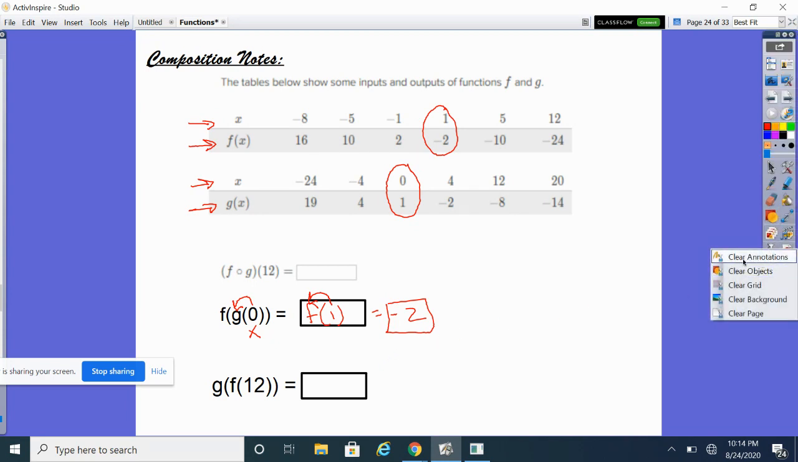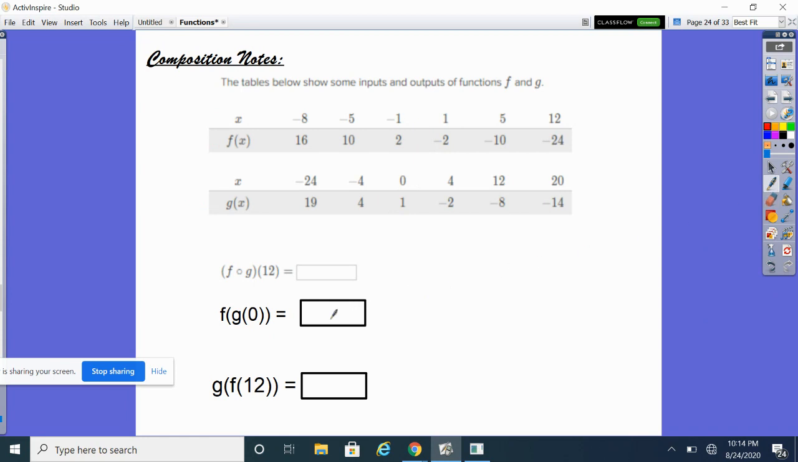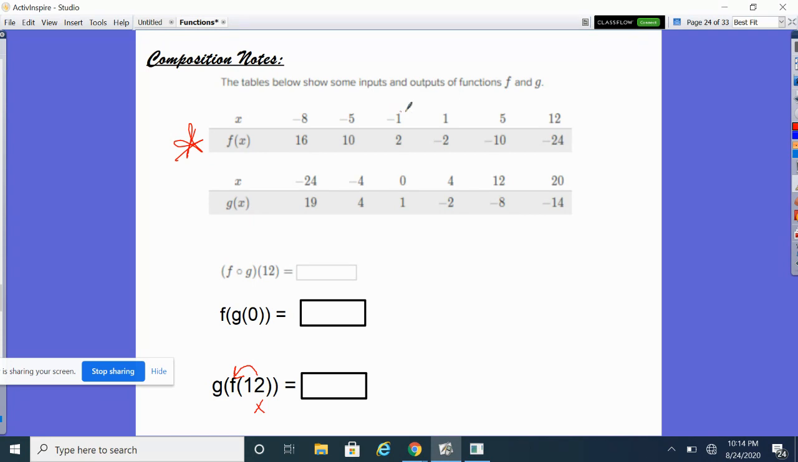Most people don't have it down yet by now, so let's keep doing it. If x is 12 and we go to the f table this time, so that means we're using this one, and x is 12 right there, then the answer is -24. So now it's turned into g of -24. All right, let's go find -24 on the g table. G's right here. Where is x -24? Looks like our answer is 19.